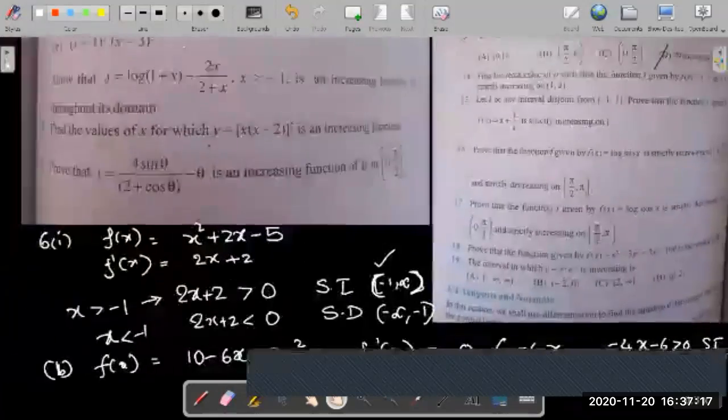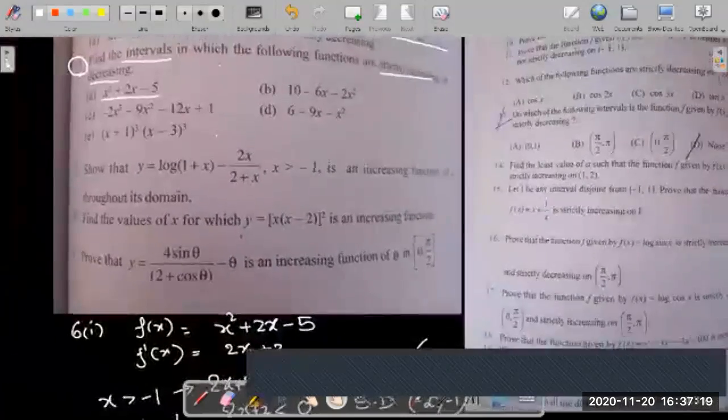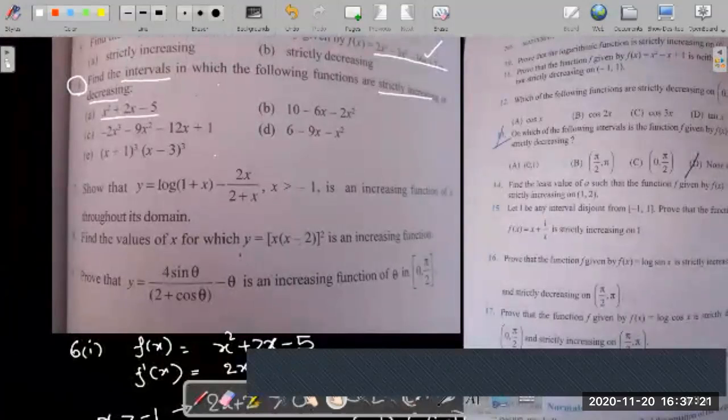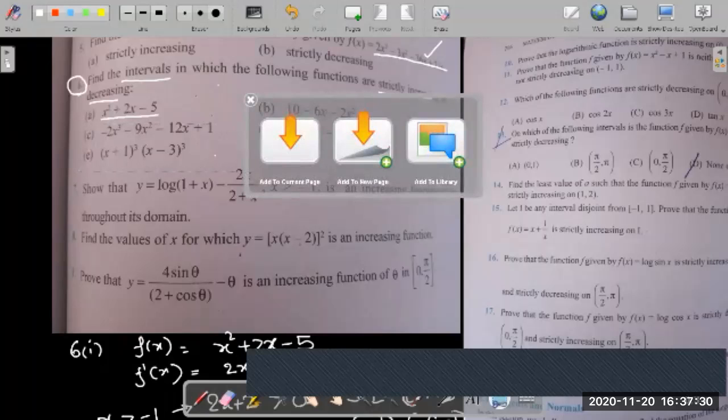So now we pick up the next question. This is C and D. I'm going to cut this off and then put it on to the next page. C and D.